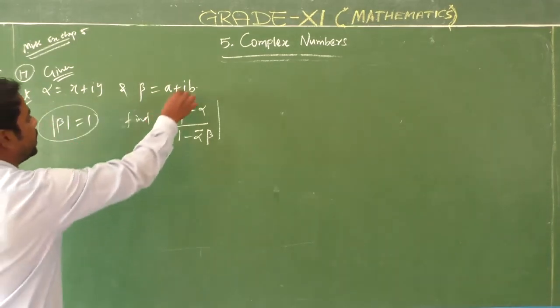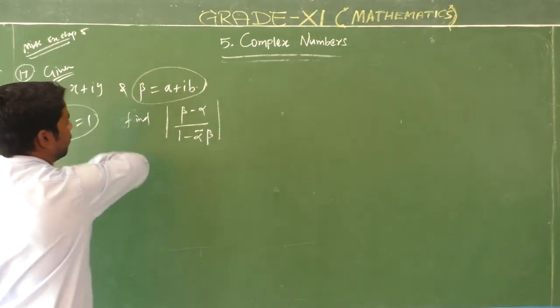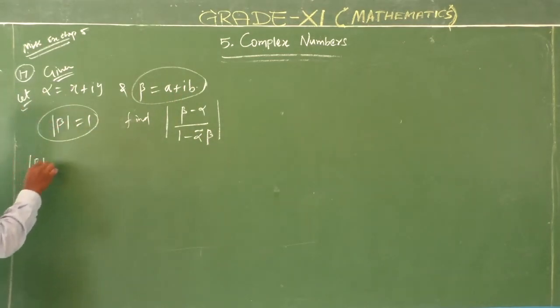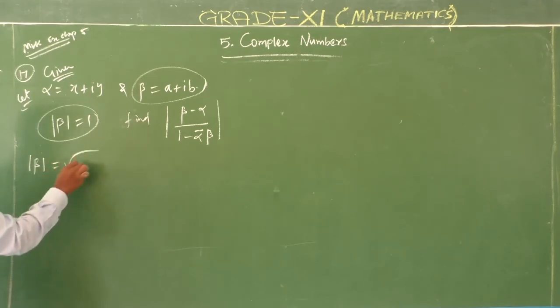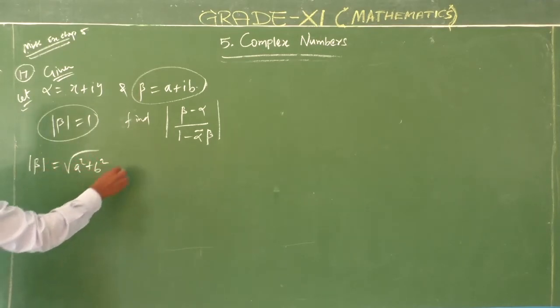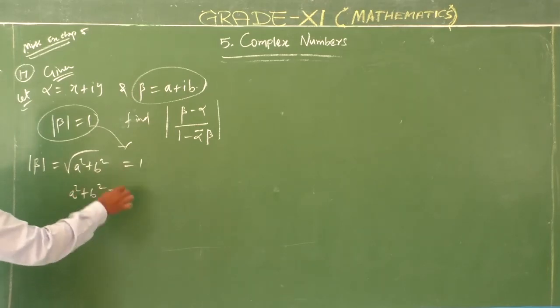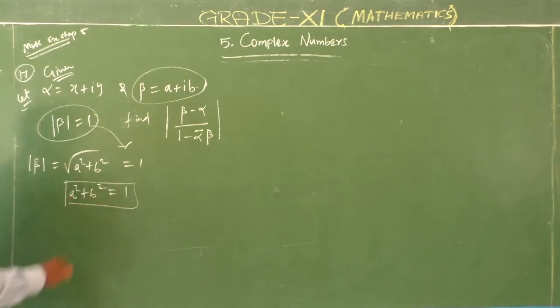Let us consider beta equal to a plus ib. Then modulus beta is root of a squared plus b squared, which is equal to 1. So root of a squared plus b squared equals 1, then a squared plus b squared is equal to 1 squared, which is 1. Right, let's find the value of beta minus alpha divided by 1 minus alpha bar beta.